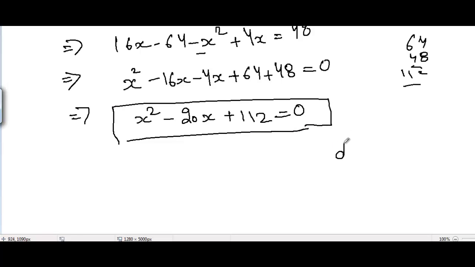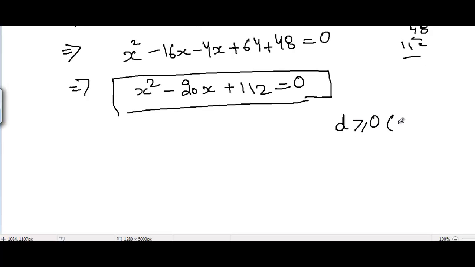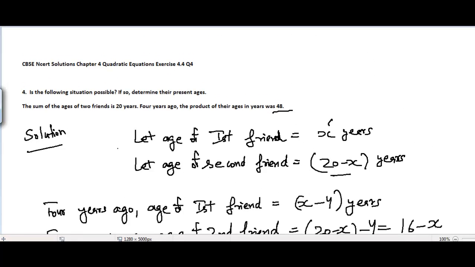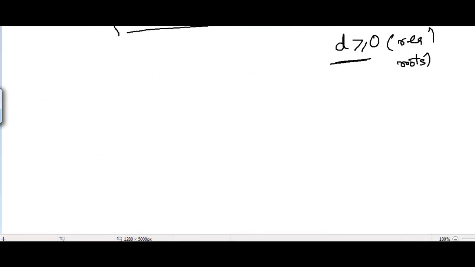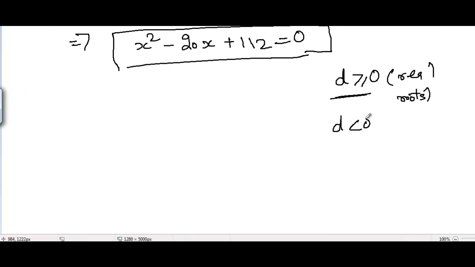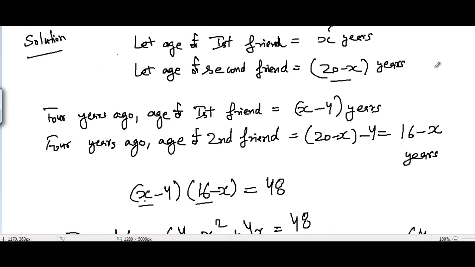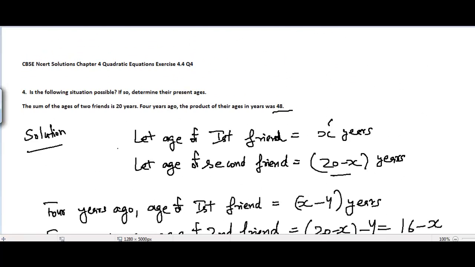Now if the discriminant comes up greater than or equal to 0, then the roots will be real. That we know, that the roots are real if the discriminant is greater than or equal to 0. So if this situation comes up, then we will say that yes, this situation is possible. But if the discriminant comes less than 0, then we have no real roots. Then we would say that this given situation is not possible.